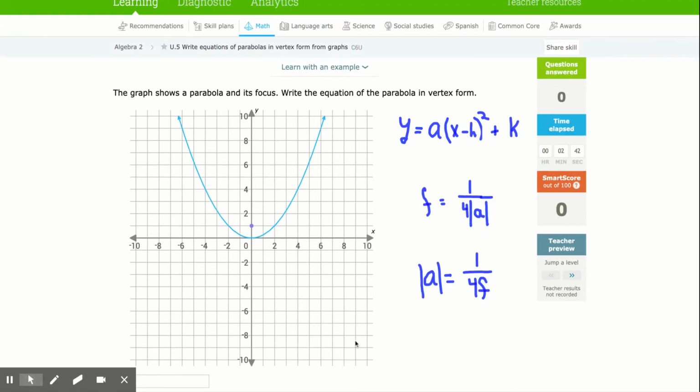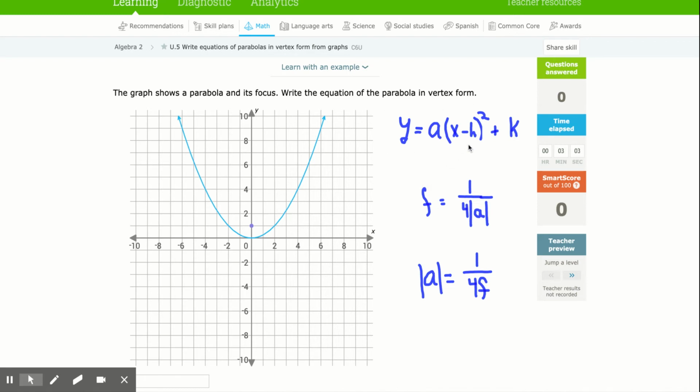Welcome. In this lesson, we're going to learn to write the equation of a parabola in vertex form given the graph and the focal point. What's nice is we really don't even need the whole graph. All we need is the vertex and either the focal point or the directrix to write the equation in vertex form.